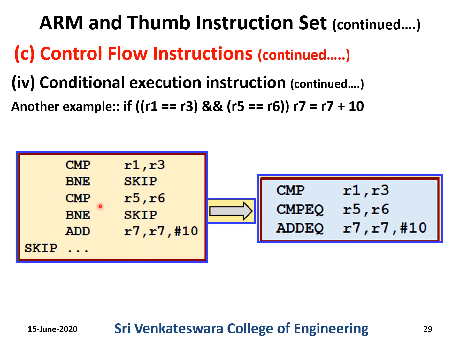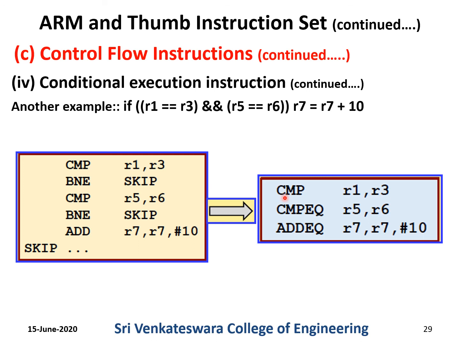Again the 0 flag may be set or may not be set. If the 0 flag is set, it means the second condition is also true, so we have to add 10 with R7. If the second condition is not met, again it comes to skip. So here we have made use of 5 ARM instructions. The same 5 instructions can be reduced to 3 instructions, and also we can avoid these branch BNE instructions by making use of conditional execution instruction.